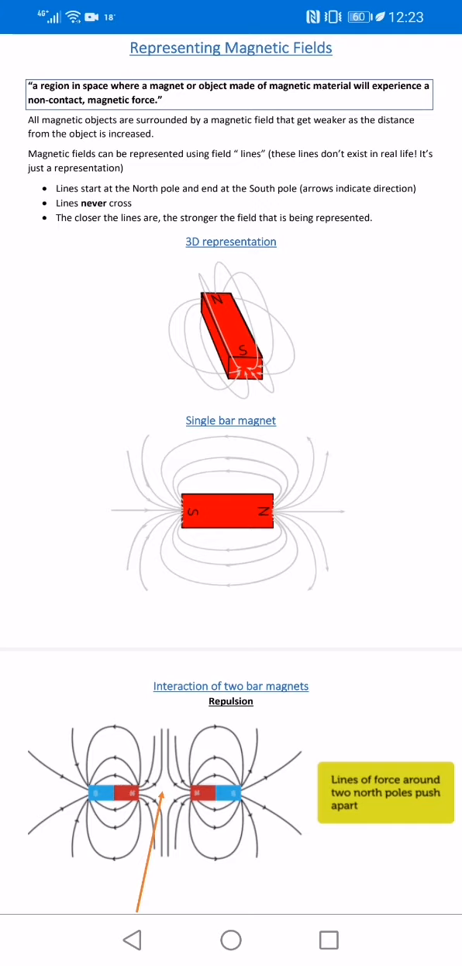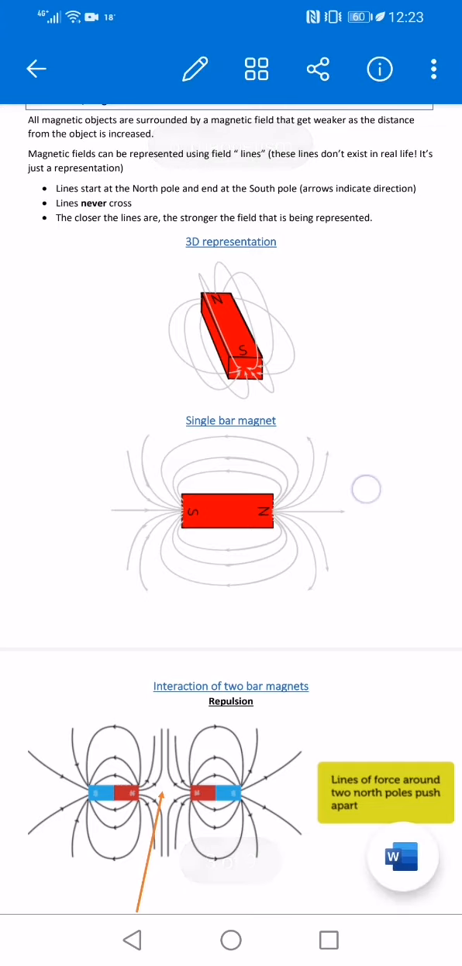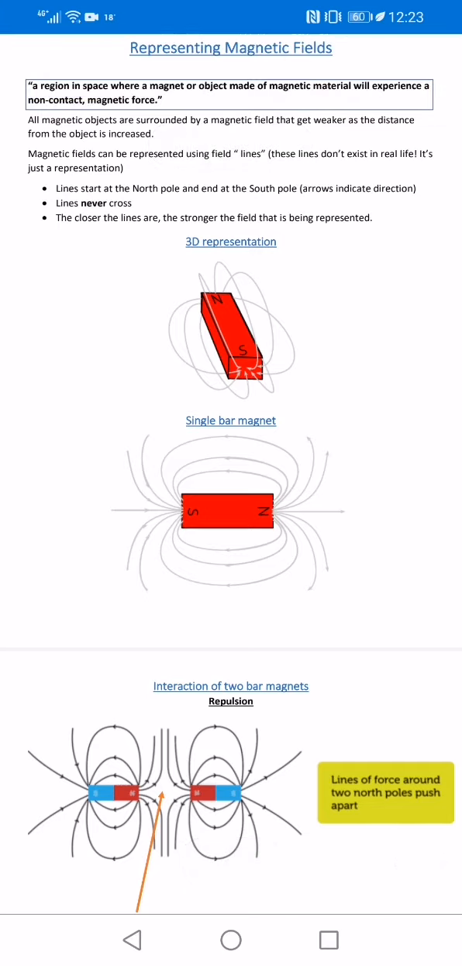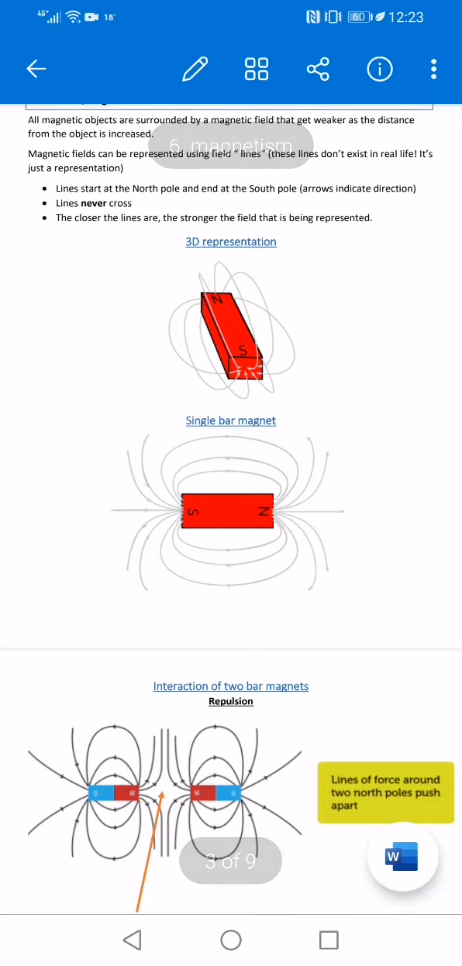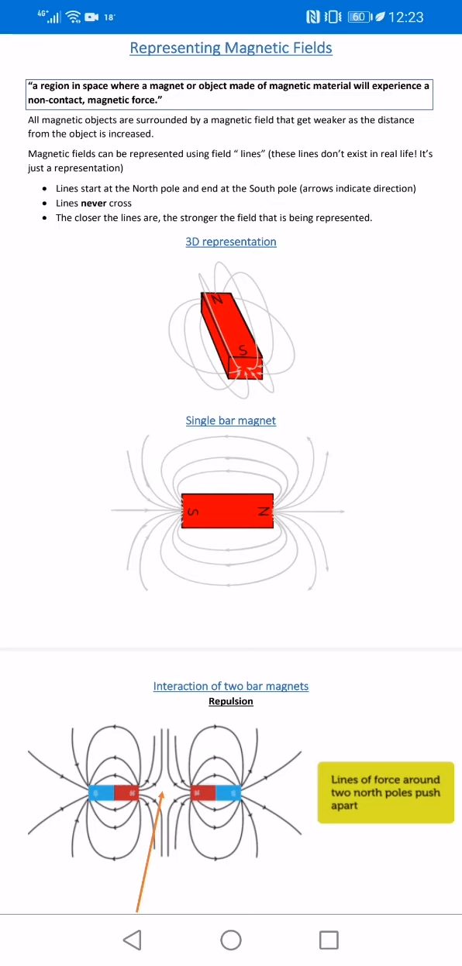Okay, now when you draw it in a test or an exam, you can draw a 2-dimensional representation like down here, but just so that you know, in real life it's not in 2 dimensions. The magnetic field exists in all 3 dimensions. Okay, so it'll go around the outside of the magnet as well as on top and below the magnet.